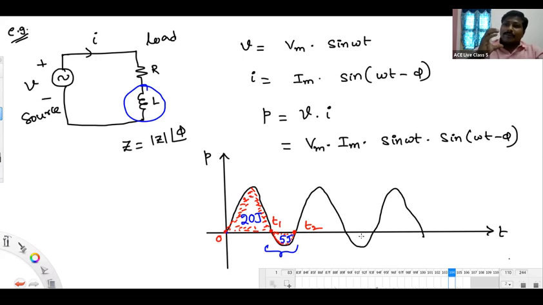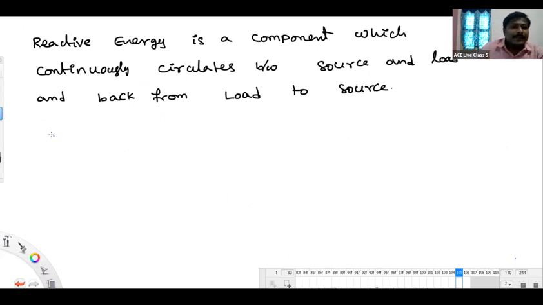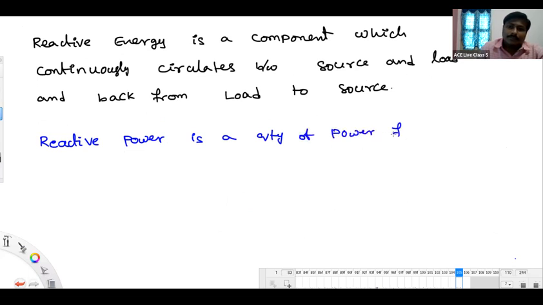Okay, so if you want to define simply reactive power, it's a quantity of power which continuously circulates from source to load, back from load to source again. Okay, so if you want, already we have written it. So reactive power is a quantity of power that flows from source to load, and back from load to source.